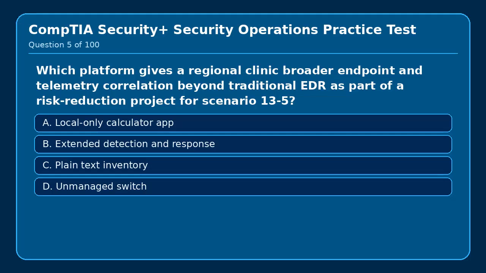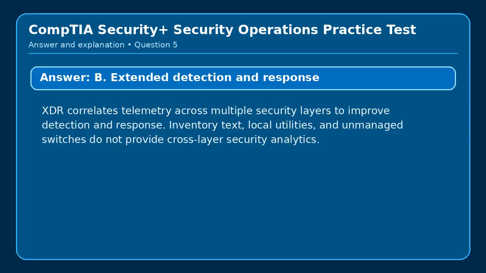The answer is B. Extended detection and response. XDR correlates telemetry across multiple security layers to improve detection and response. Inventory text, local utilities, and unmanaged switches do not provide cross-layer security analytics.